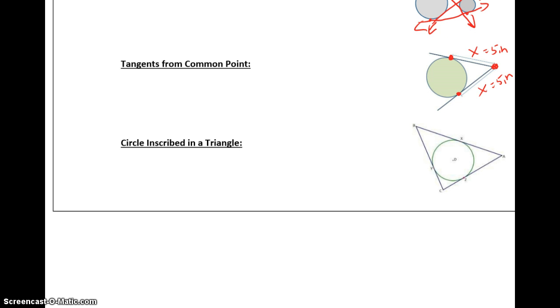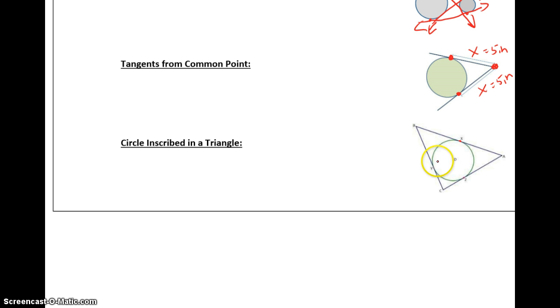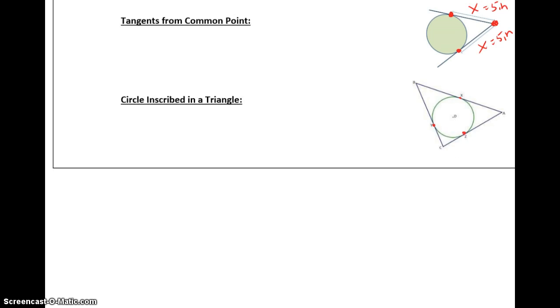Another thing you might hear about are inscribed circles. This is what a circle inscribed in a triangle looks like. When they're inscribed, the triangle or rectangle or whatever the object is will actually be intersecting with the circle just one time each. So here, here, and here. So you might hear that terminology throughout the chapter.